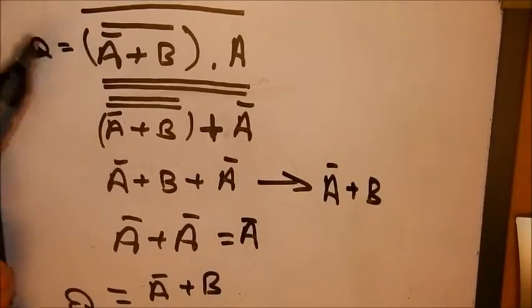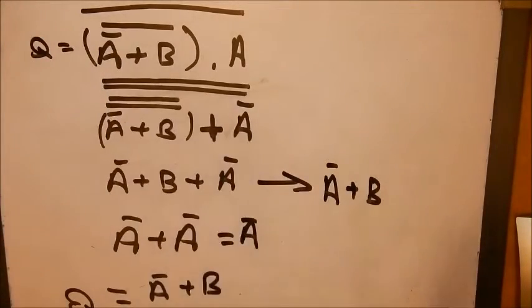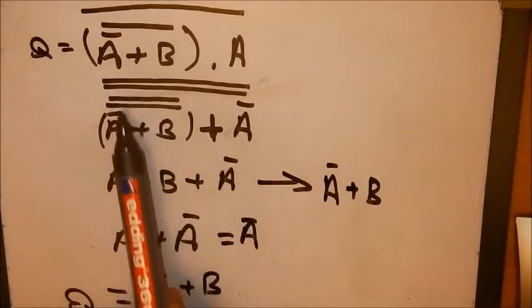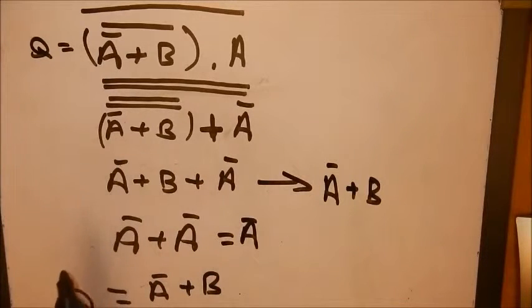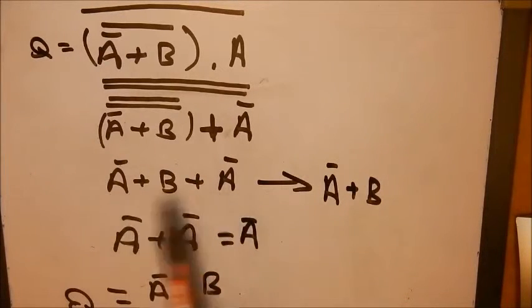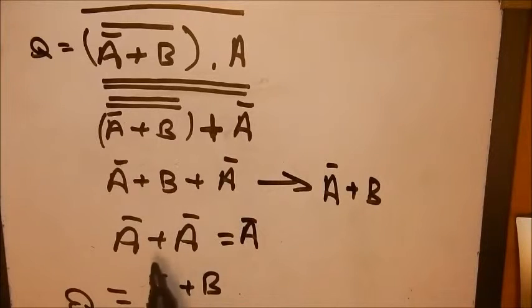Let's recap what we've just done there. We've used De Morgan's law to change the sign here, and we've used the identities to get rid of the double NOTting here. We've used the identity that NOT A ORed with NOT A is equal to NOT A to simplify this expression.